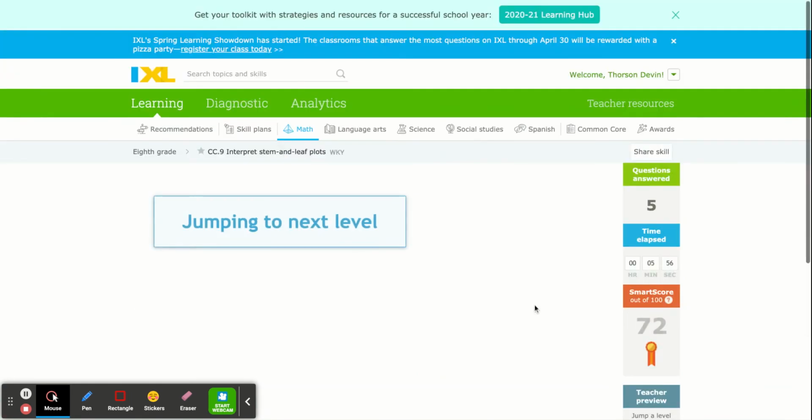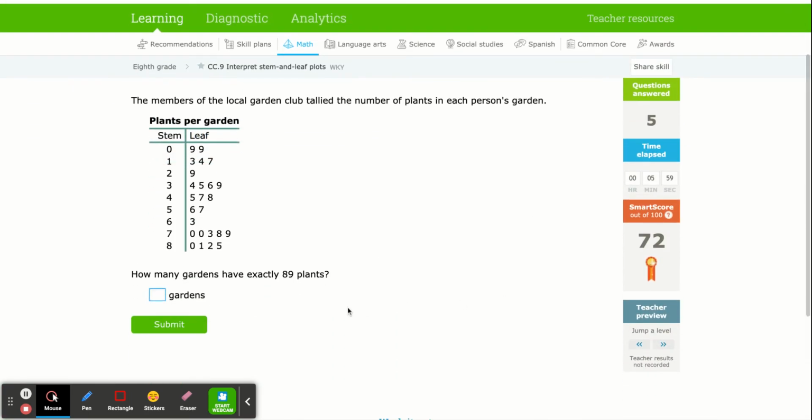I'm going to jump ahead, see if it gets any more difficult here. It says how many gardens have exactly 89 plants? So 89, there isn't any. Here's 80s. There's no 9s. There's no 89s. 0 gardens have 89.